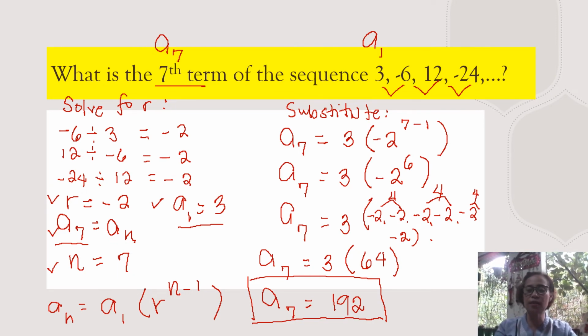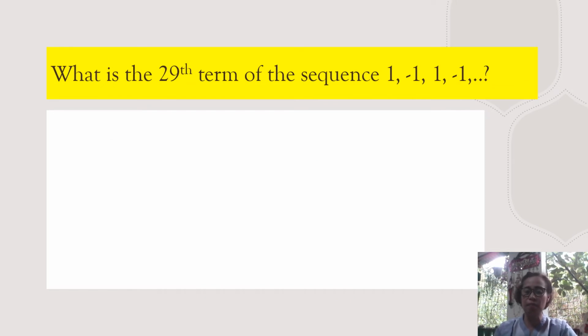Okay, in our next problem, let me read the problem first. What is the 29th term of the sequence 1, negative 1, 1, negative 1, and so on? So it seems this pattern is simply an alternating pattern of 1 followed by negative 1.